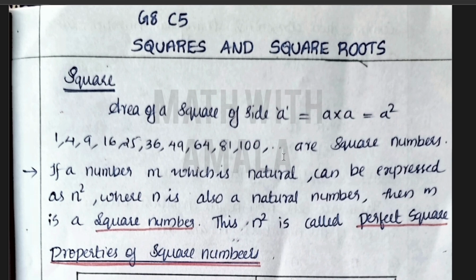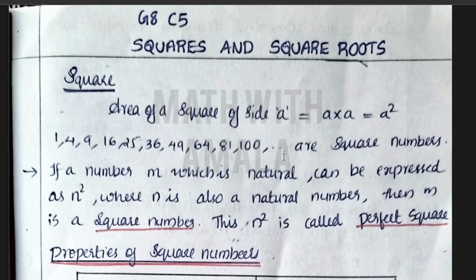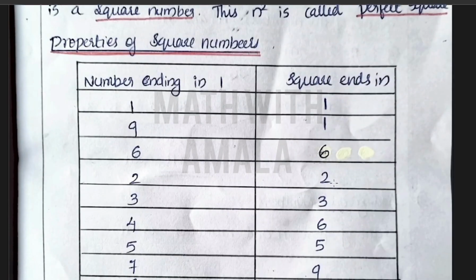Some examples are given for the squares of numbers starting from 1 to 10. They are 1, 4, 9, 16, 25, 36, 49, 64, 81 and 100. If a number m which is natural can be expressed as n square, where n is also a natural number, then m is a square number, then n square is called the perfect square.